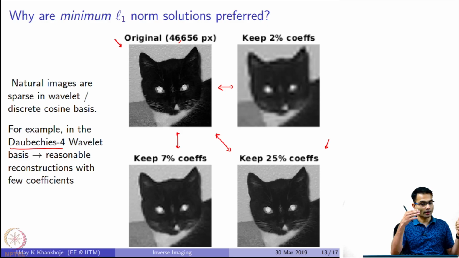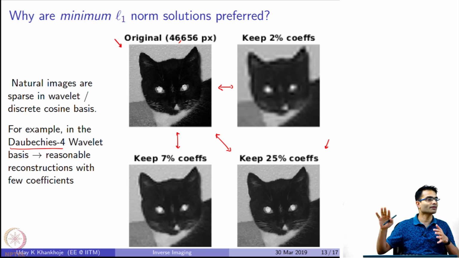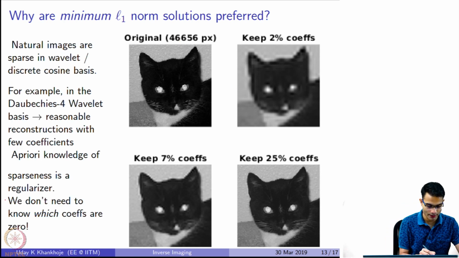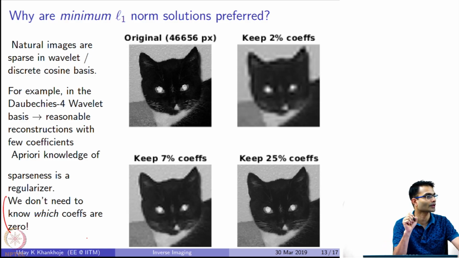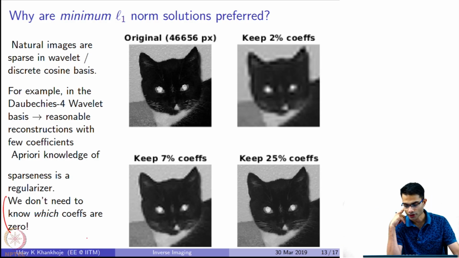I know, empirically it has been observed that natural images are sparse in the wavelet domain, in the discrete cosine domain and so on. So this is me using a priori information and solving the problem in the wavelet domain. Why? Because the number of variables there is lesser. The other great thing is that we don't need to know which coefficients are 0. When I solve the minimum one norm solution, I don't have to tell the solver which coefficients are going to be non-zero. It can figure that out. So that's actually what we have done.